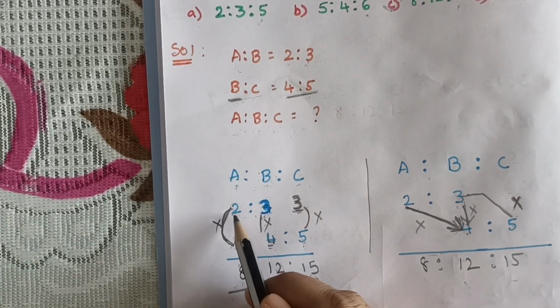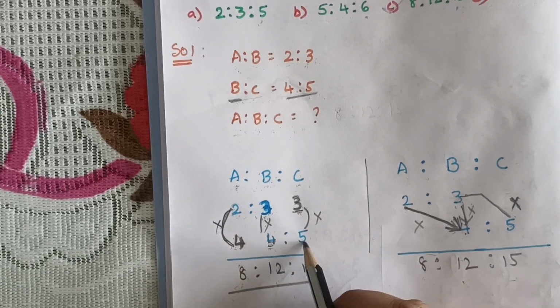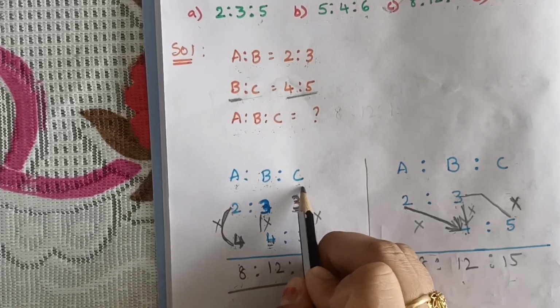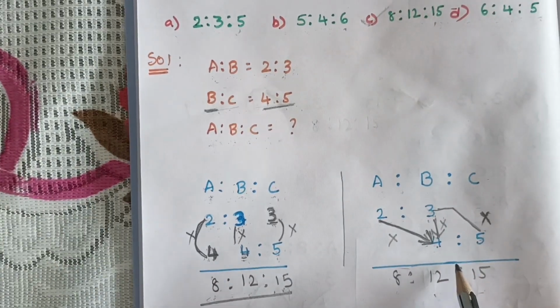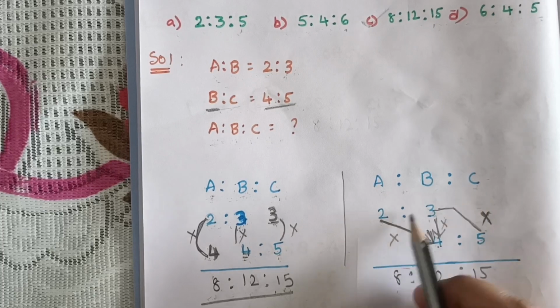If you do multiplication, 2 into 4 is 8, 3 into 4 is 12, 3 into 5 is 15. So the values are A is to 12 is to 15 for A is to B is to C. We can also find in another way. Also A is to B is to C.